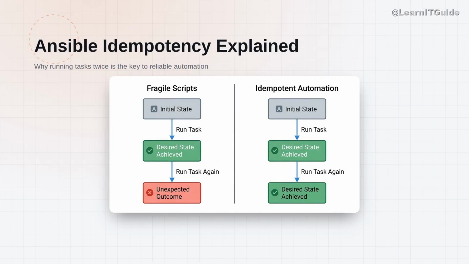Hey everyone, welcome back. In this video, I am going to explain exactly what happens when your Ansible playbooks run the same task multiple times. Most engineers get this wrong because if your automation is not designed to be safe when rerun, you are not really building infrastructure as code. You are just building a sequence of fragile scripts that will eventually break.